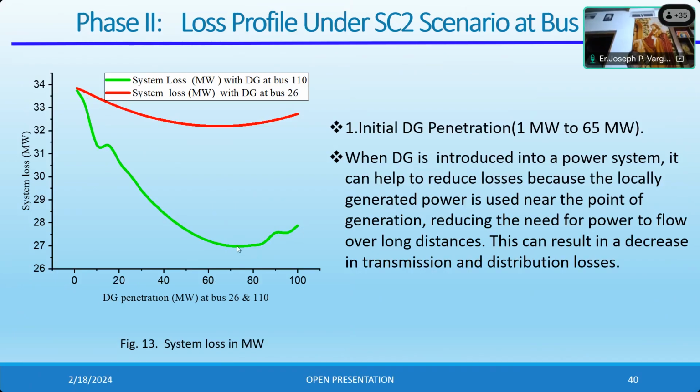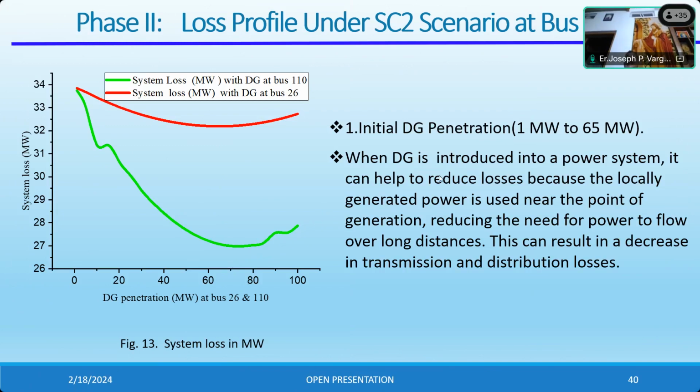While we presented this in an international forum, one reviewer asked us why it is happening like this. Because at this point, the load is fed from the local generator. After this, the load requirement is not there. Hence, this power is going a long distance, and the I-square R loss is increased after this particular optimal value. Hence, for this case, we have selected 65 megawatt as the optimal value.